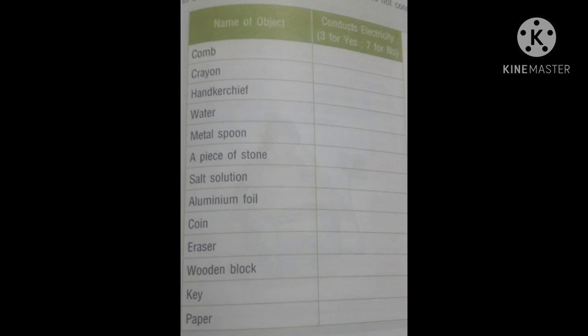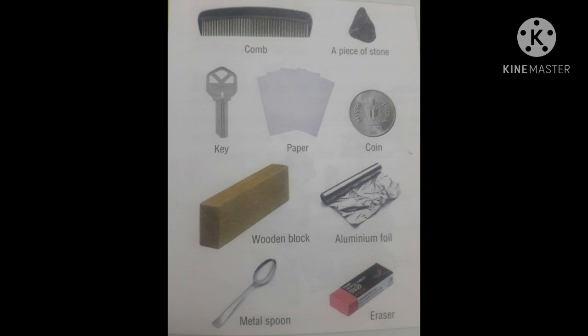Eraser, bulb does not glow as it does not conduct electricity. Wooden block, bulb does not glow as it does not conduct electricity. Key, if it is made up of metal, then bulb glows and it conducts electricity. Paper, bulb does not glow as it does not conduct electricity. Children, we can also carry out this experiment with different liquids by dipping the probes in the liquid.